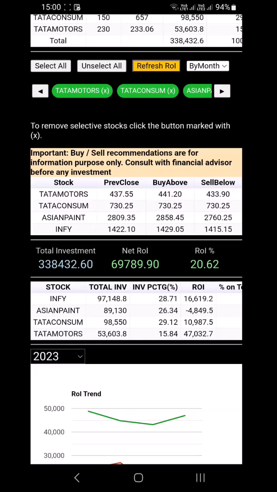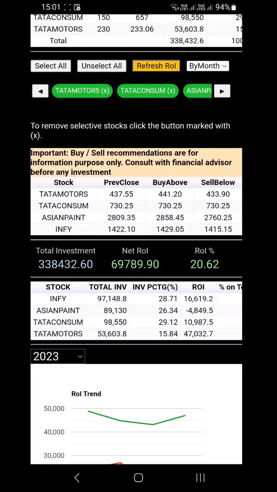The net ROI and ROI percentage displayed in the app provide a quick snapshot of your stock portfolio's performance. If the net ROI is positive, your investment has generated profits, while a negative net ROI indicates losses.